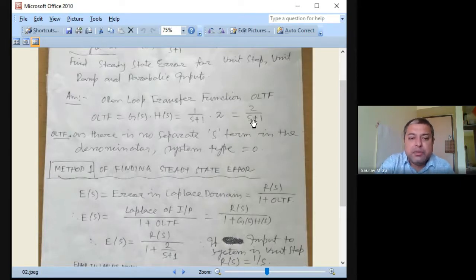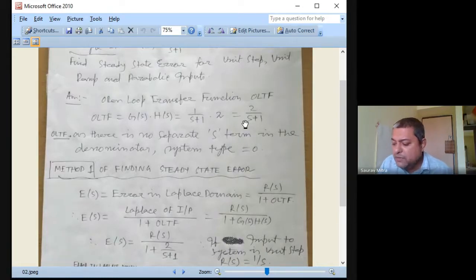How can you make it type 2? This denominator you have to make as s square. That's all. So the same system, whatever you define, suppose you define 1 by s plus 5 as G(s)H(s), then that will be type 0. What will be type 1? 1 divided by s into s plus 5. That will be type 1. What will be type 2? 1 divided by s square into s plus 5. So this is your 3 systems.